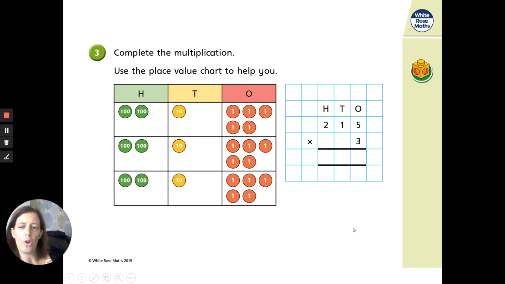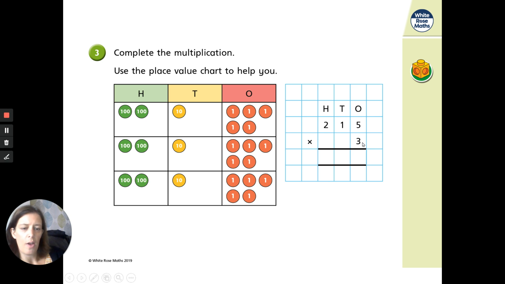Okay, so now it's your turn to have a go at this one. 215 multiplied by 3. So it's written out here for you, look, in the short method. And I've given you a place value chart to help you. 215 3 times. Pause the video while you try and have a go at that.